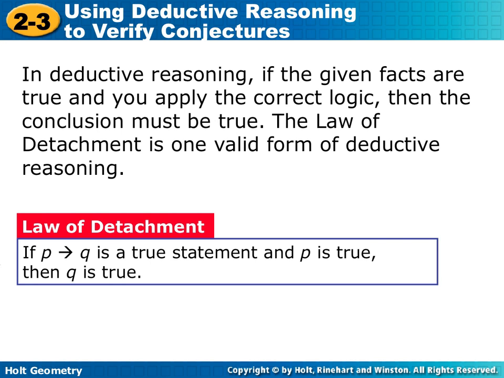Law of detachment has an if-then. So if P then Q is going to be a statement we need as a fact, and that has to be a true statement. We also need P, which is the hypothesis. We need that to be a true fact. So if we have an if-then that is true, and the hypothesis part of it is true, we will correctly be able to support that the conclusion has to be true. So we're going to be looking for that pattern.